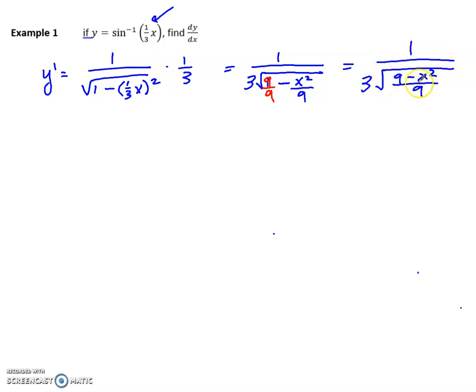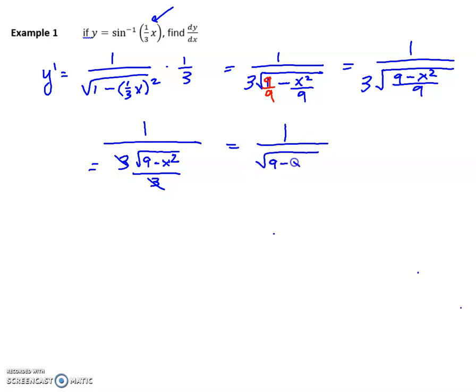So the square root of the top would stay that way, but the square root of 9 actually does reduce to 3. So technically, at this point, I just have this guy. I already did the square root of the 9, which is the 3. These 3's would cancel, and I just get 1 over root 9 minus x squared for my derivative. Pretty nice.